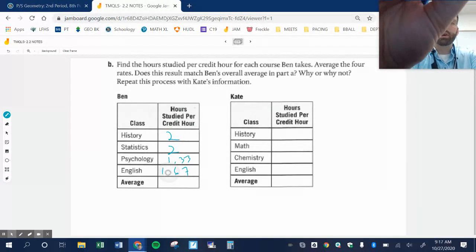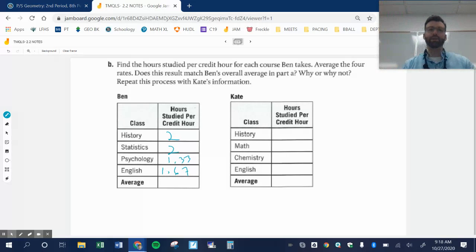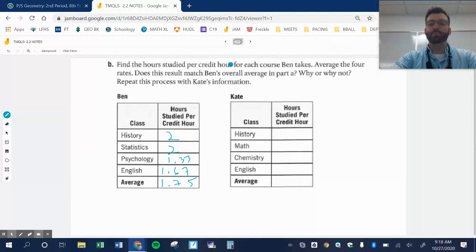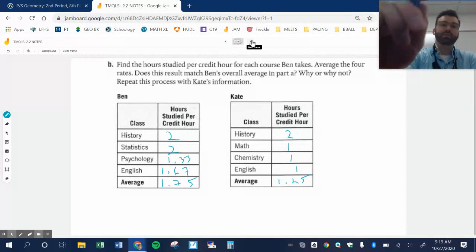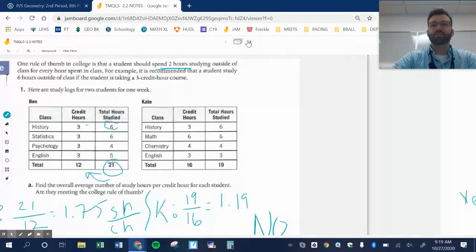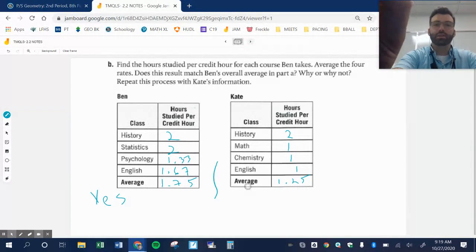Again, this is just another way to find what we found in part A. And then for my average, remember average, I'll add all 4 of those numbers up and divide by 4. And I get 1.75. Why don't you go ahead and repeat that process for Kate. So the question asked, does this result match Ben's overall average in part A? Well, Ben was 1.75 here and 1.75 there. So yes, it does for Ben. 1.25 for Kate and 1.19 for Kate, and no, it does not for Kate.